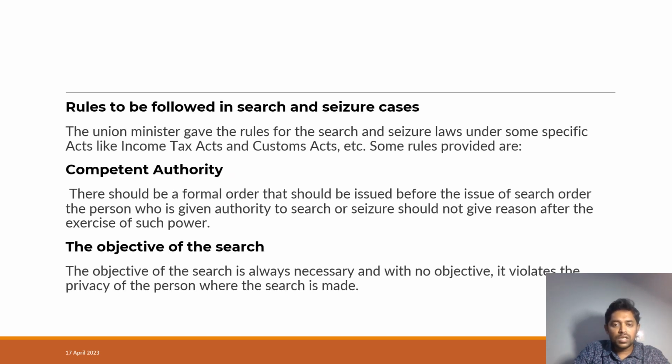Rules to be followed in search and seizure cases. The Union Minister gave the rules for search and seizure under specific acts like the Income Tax Act, Customs Act, etc. Some rules provided: Competent authority. There should be a formal order issued before the search. The person who is given authority to search and seize should not give reasons only after the exercise of such power. The objective of search.